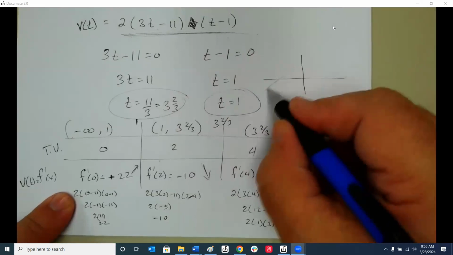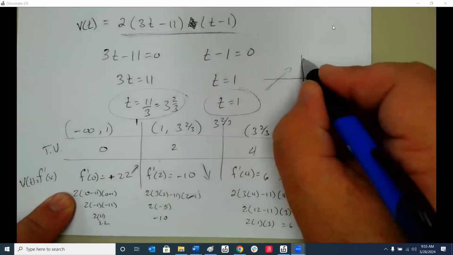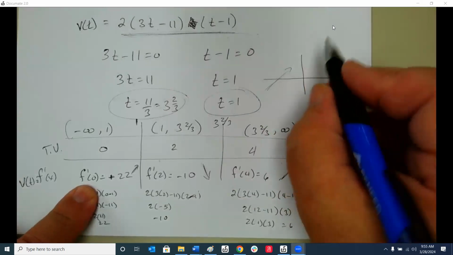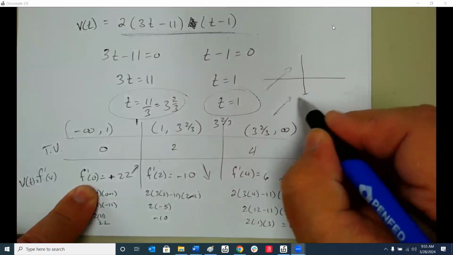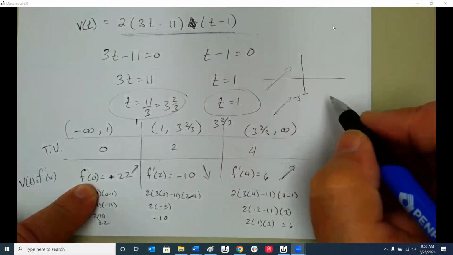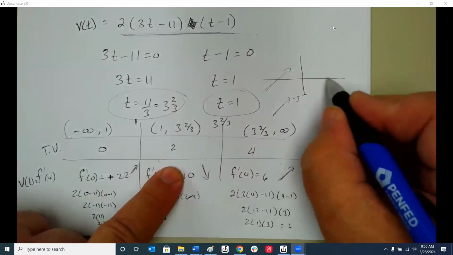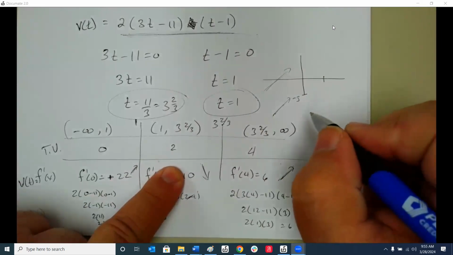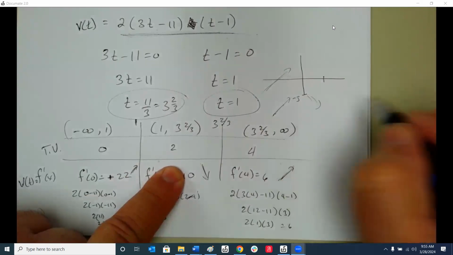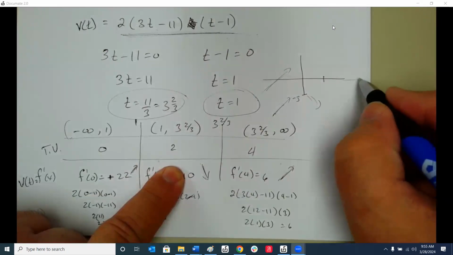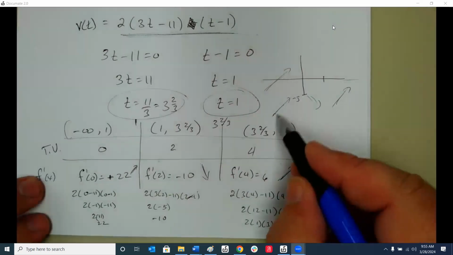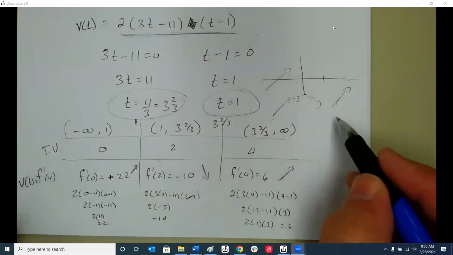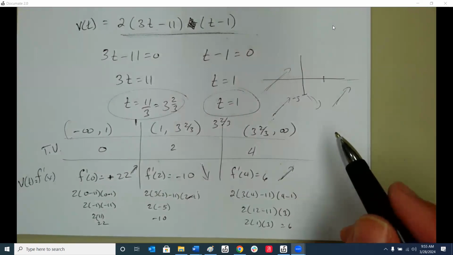From here, we're increasing till we get to 1. And then from here to 3 2/3, we're decreasing, and then increasing again. That's our velocity. We're actually increasing in the opposite direction.